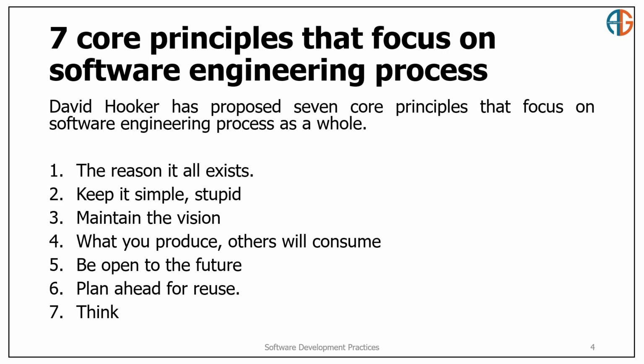David Hooker proposed 7 core principles that focus on the software engineering process as a whole. These are: the reason it all exists, keep it simple stupid, maintain the vision, what you produce others will consume, be open to the future, plan ahead for reuse, think. So these are the guiding lights of software engineering. While each principle is important on its own, together they form a comprehensive approach to developing high quality software. I will be explaining how each of these plays out in a typical software project and how you can apply them to your work.